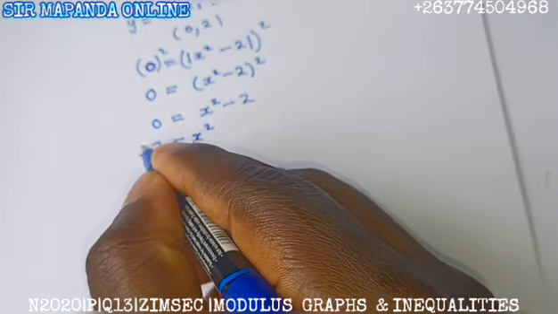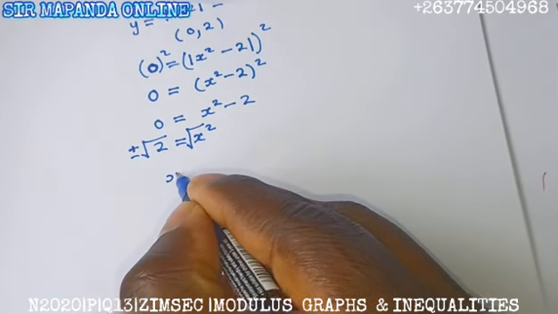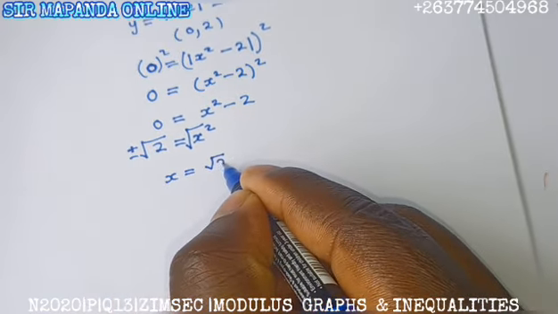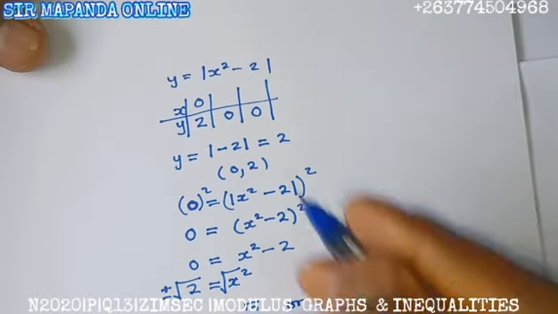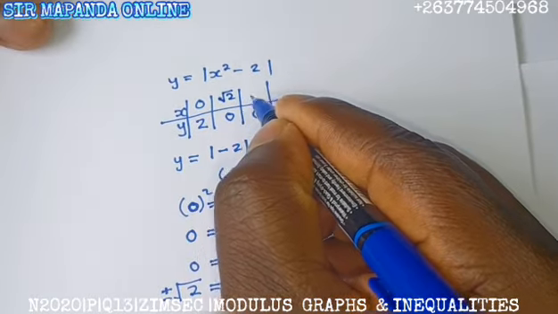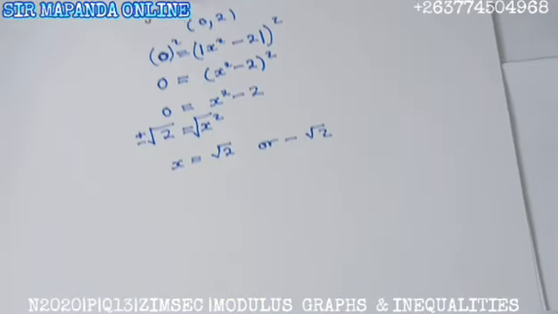Then take the square root of both sides. Here you put plus or minus. So x equals root 2 or negative root 2. So we have root 2 here, and we have negative root 2 here as our intercepts.